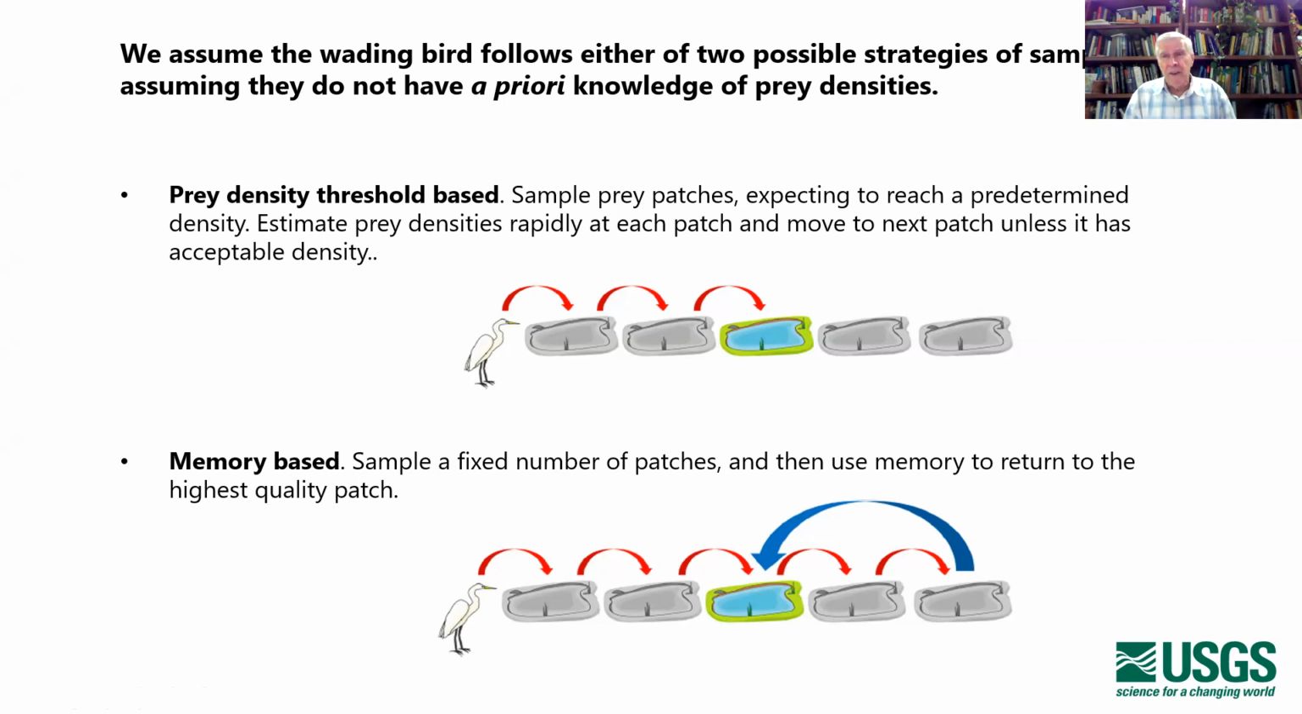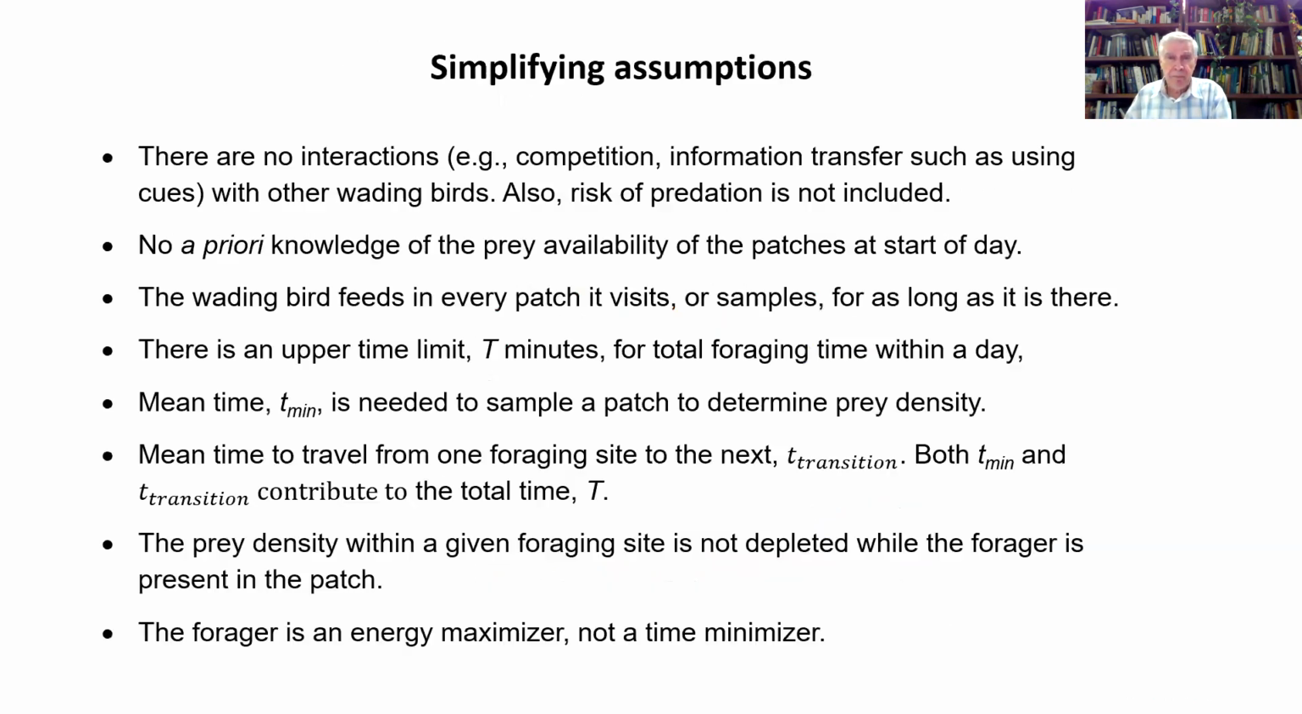Unfortunately, it's been difficult to follow individual wading birds around, moving from patch to patch during a day. That would be very nice for empirical people to do, but there's really very little evidence of what they're actually doing. There's a lot of information on the wading birds flying from their nesting area to areas where they can forage, but the within day movement from site to site, patch to patch, doesn't seem to be very well known. So we're just hypothesizing these two possibilities.